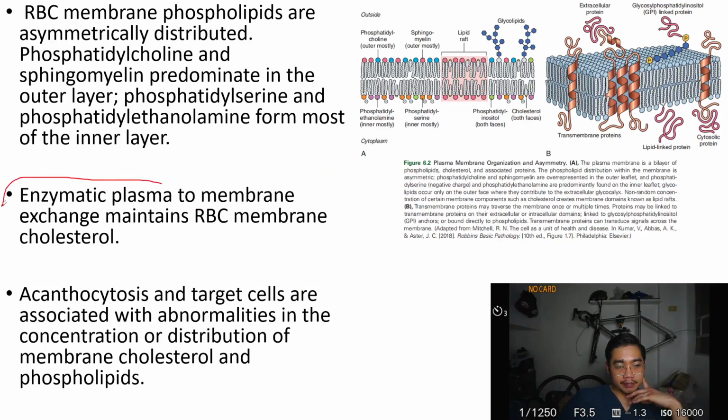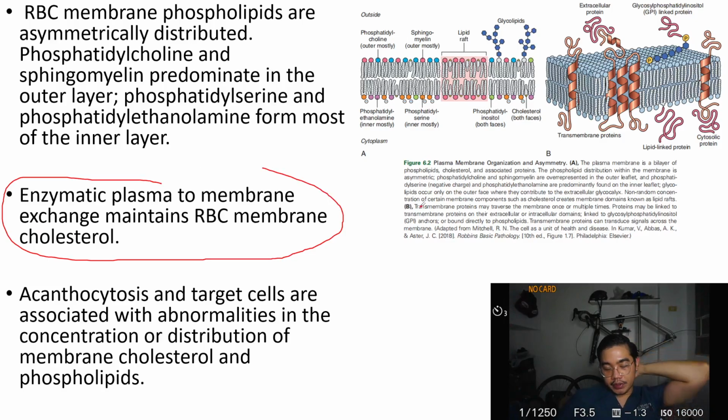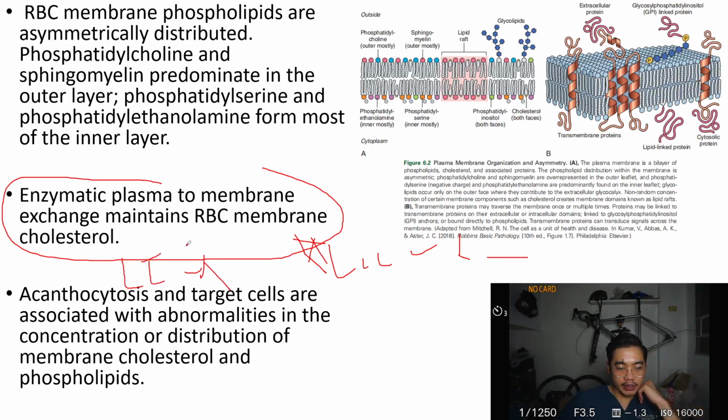So enzymatic plasma to membrane exchange maintains the RBC. So we have what you call your acyltransferases, no? ALCAT. Mga acyltransferases. So lecithin cholesterol acyltransferase, your ALCAT. If this enzyme is gone or if there's a problem in your ALCAT, there will be abnormalities with the concentration of cholesterol and phospholipids.